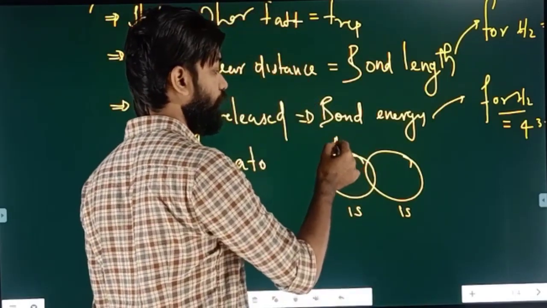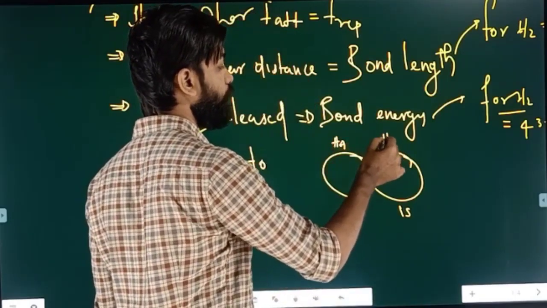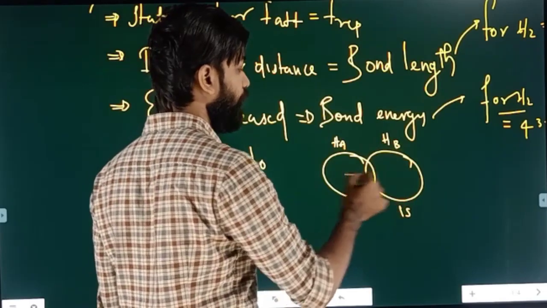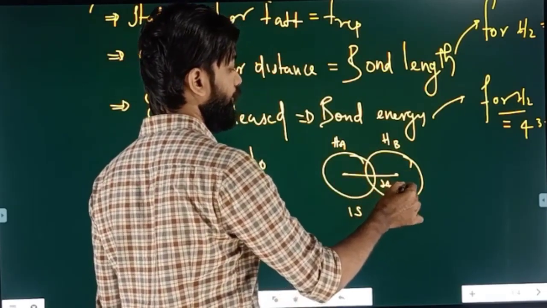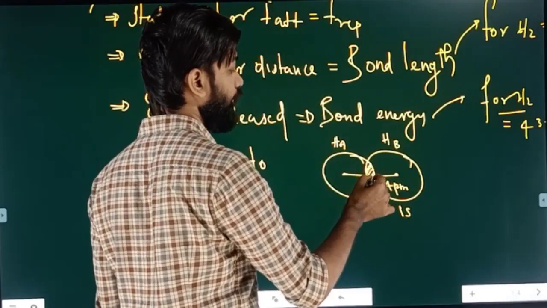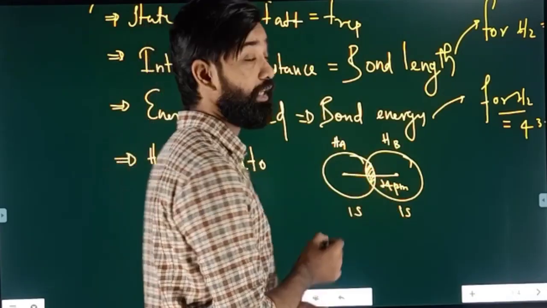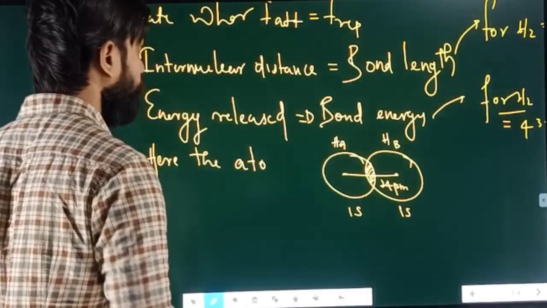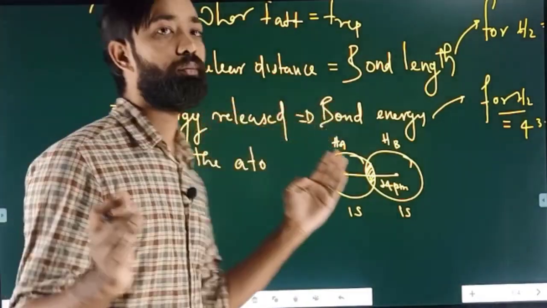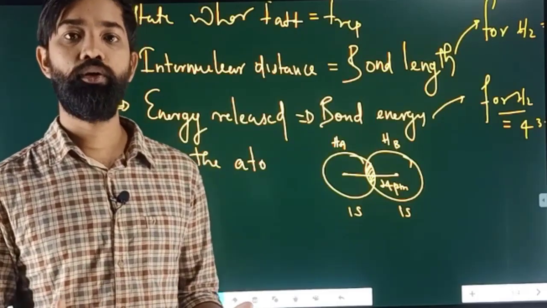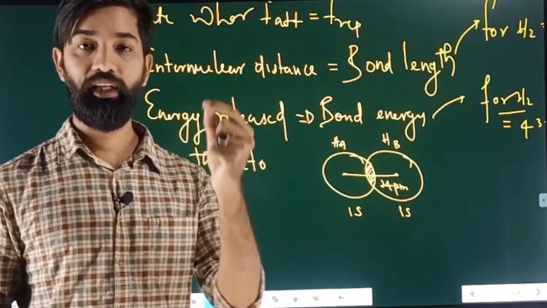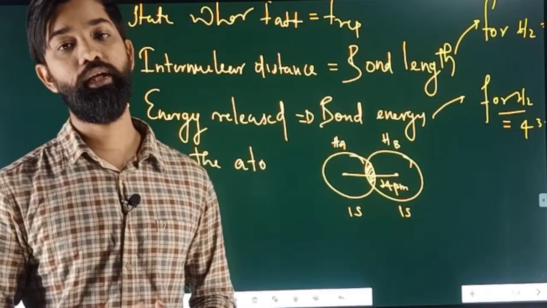This is the 1s orbital of hydrogen A, this is the 1s orbital of hydrogen B. At a distance of 74 picometers, they overlap to form that bond. When the two atoms come closer, the attractive force and repulsive force become equal at a particular point. That point is said to be the equilibrium state.